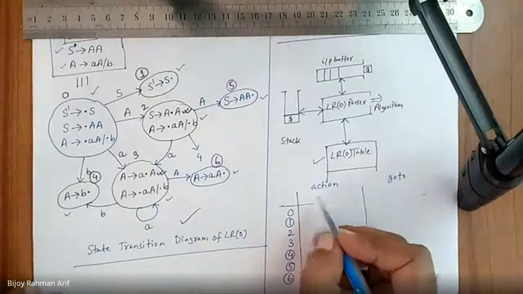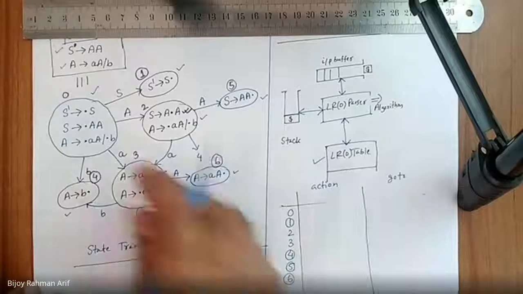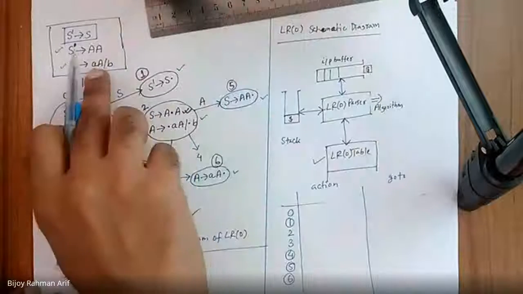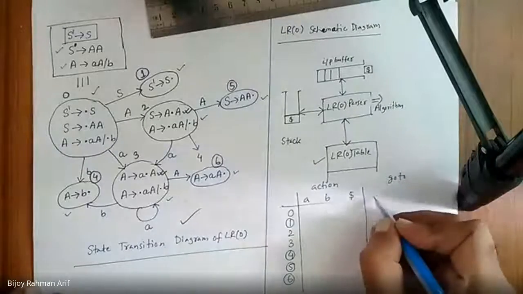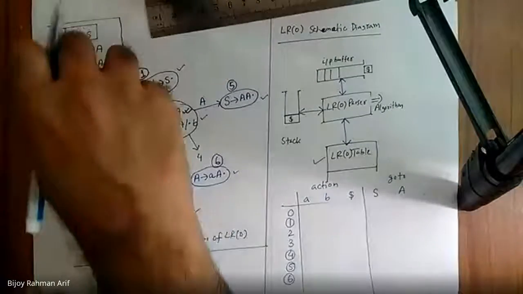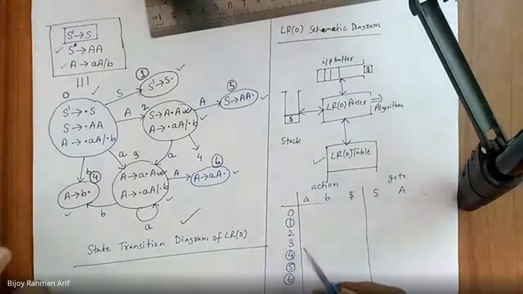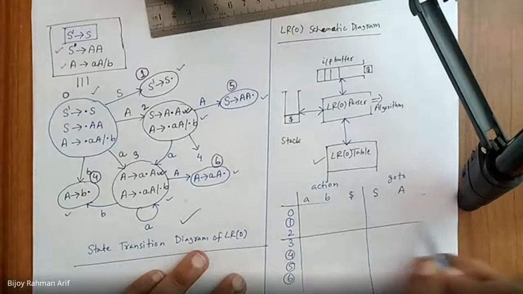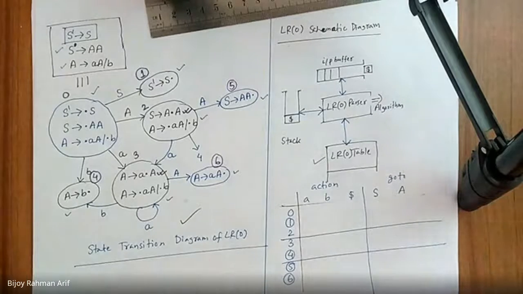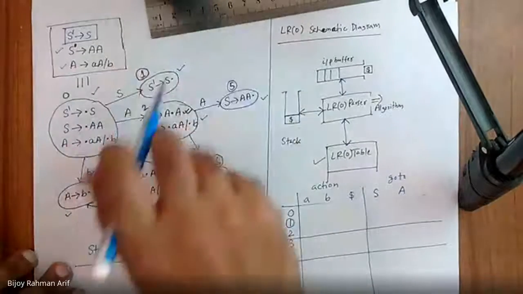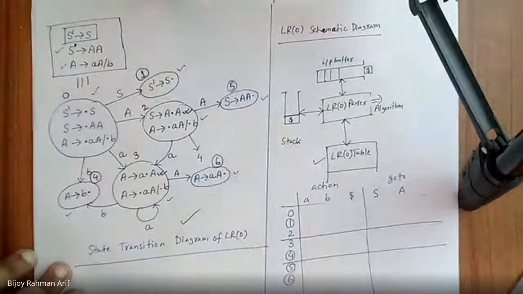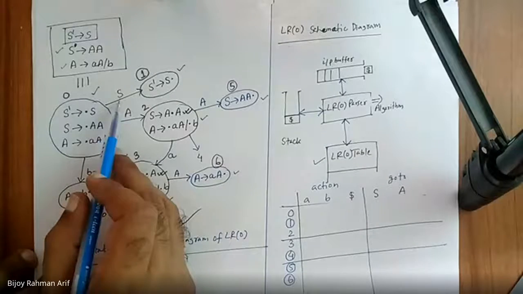What are the terminals in this grammar? Small b, and our special one, which is nothing but $. And for GOTO we have 2, S and A. We do not need to write the augmented one, S dash. Now let's fill in the table. State 0, seeing S, where is it going?